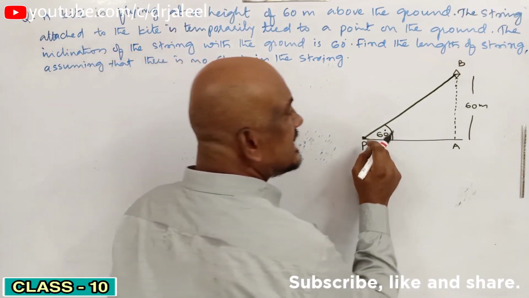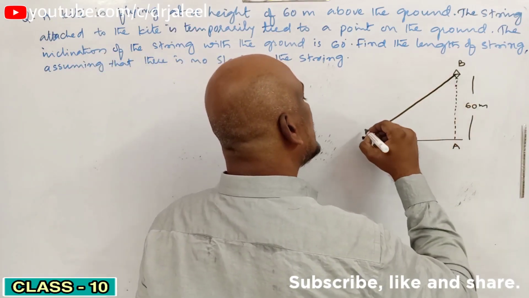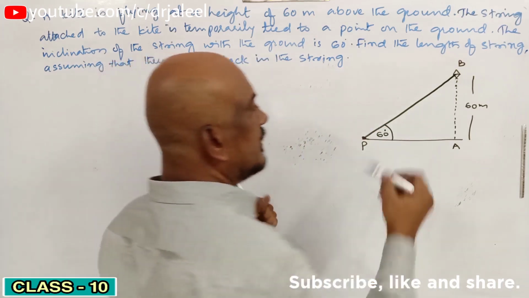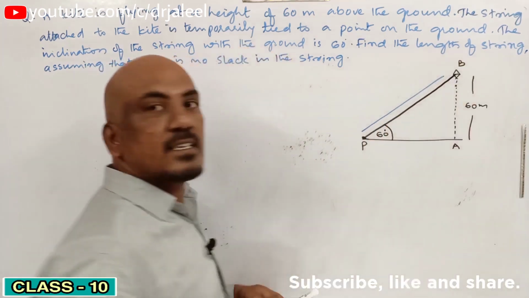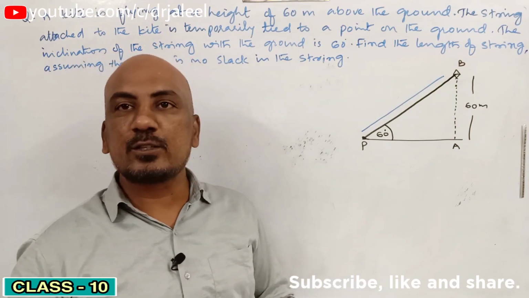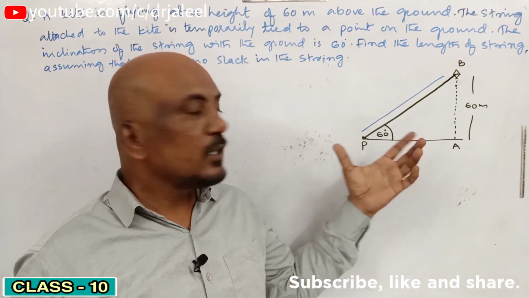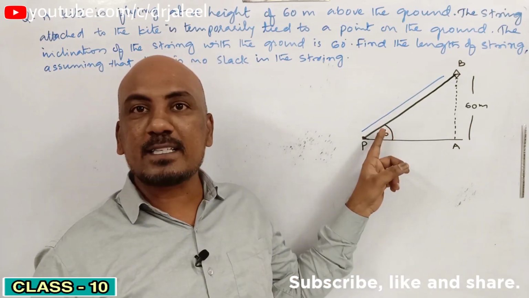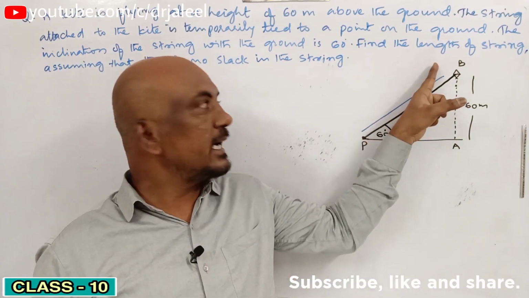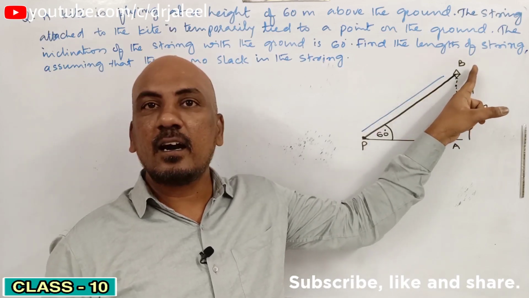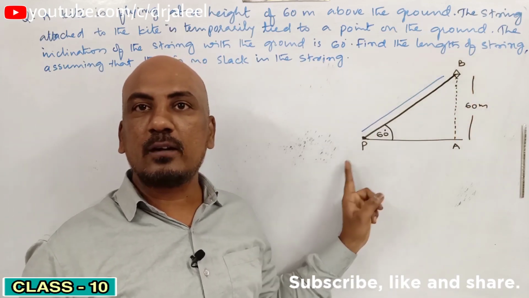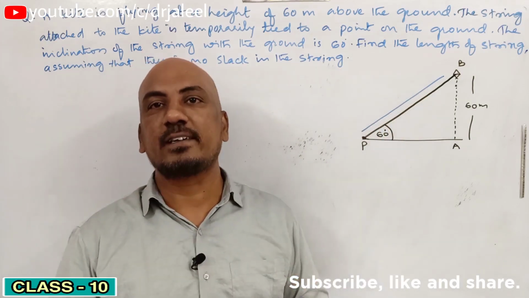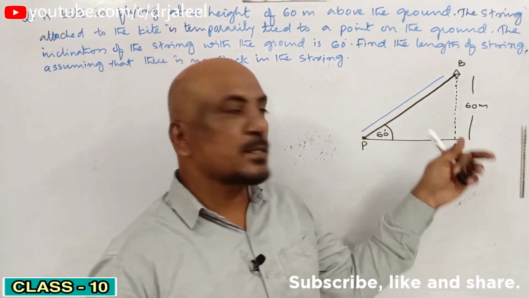So what is he asking? He is asking to find the length of this string. You have to find this length. Yes, this is the length of the string you need to find. Children, do you recollect something from the previous question? There was a problem of a circus artist tying the rope to the top of the pole and the ground, and he is trying to climb. Same type of problem, but the story is different. So now let's present this.